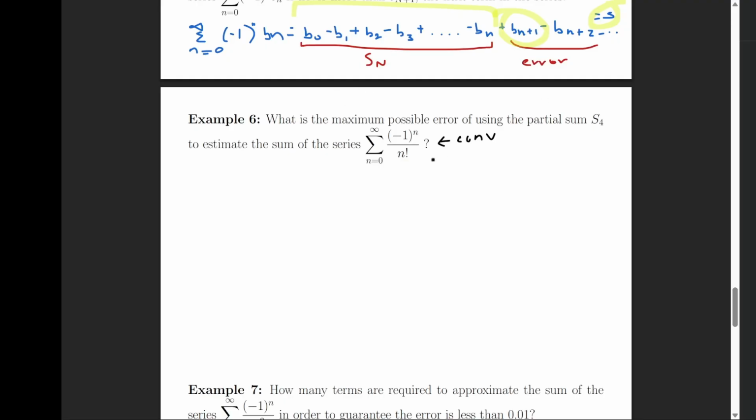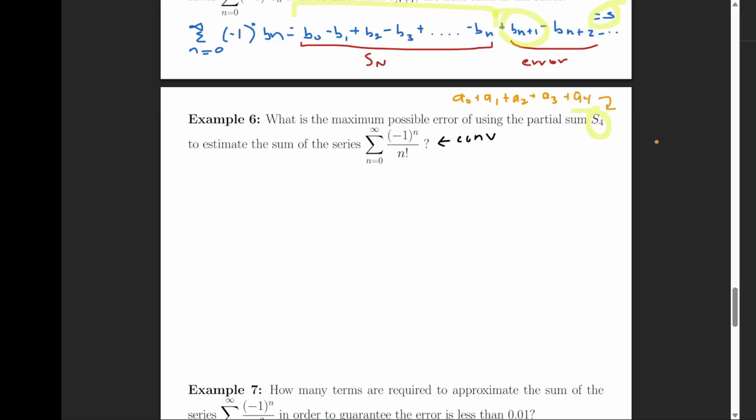Okay, and then if we want to think about this partial sum, let me read the question first. What is the maximum possible error of using the partial sum s sub 4 to estimate the sum of the series? Basically, what this partial sum is saying, if you want to write it out, is a sub 0 plus a sub 1 plus a sub 2 plus a sub 3 plus a sub 4. All of this is going to equal our partial sum s sub 4, right?